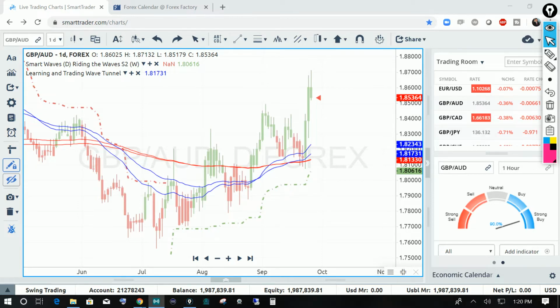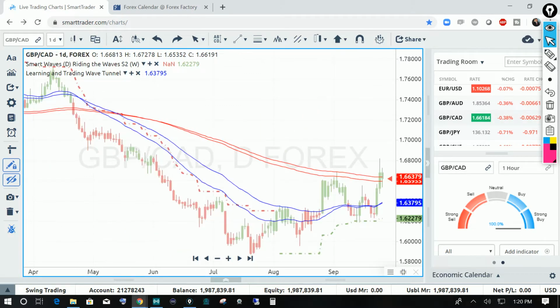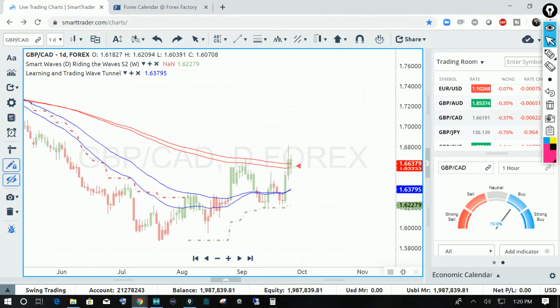Let's go to pound Canadian, and you can see we're going back to all the pound crosses. We've just sneaked above my wave tunnel right here. All right. Now that wave tunnel is priced at around about 166.37. The fact that it's trading slightly below it right now is no concern to me. What I am interested in is buying on dips on this as well. Just the fact that we've broken above that is already a confirmation that I need.